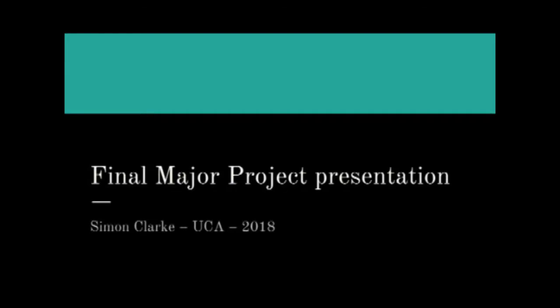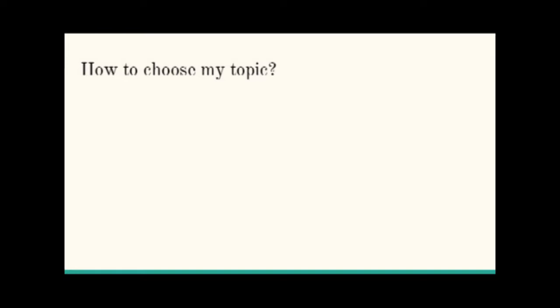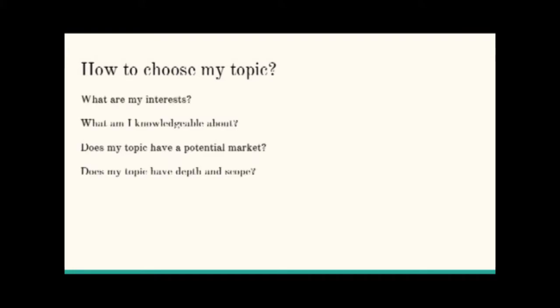So this is my final major project presentation. Now, how did I choose my topics? What are my interests? What am I knowledgeable about? Does my topic have a potential market? And does my topic have depth and scope, which means that I can develop it into a fully realised and in-depth piece for a final major project?